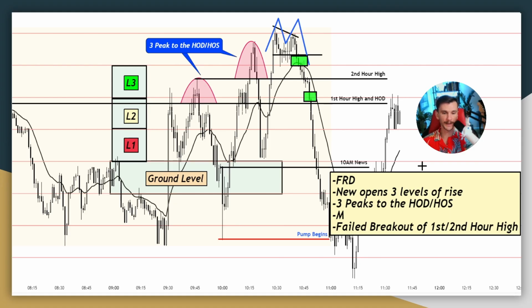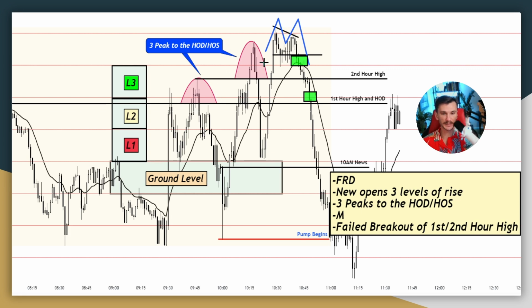You're going to see that this was the 10 o'clock news candle, and that candle opened up at this level right here. And then it went 3 levels of rise. Level 1, level 2, level 3, 25 pip extension with an M at the high of the day.